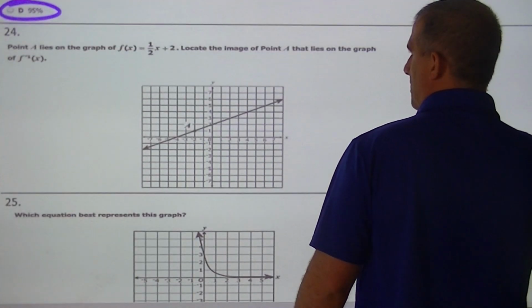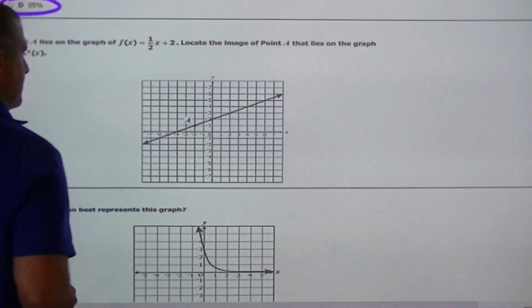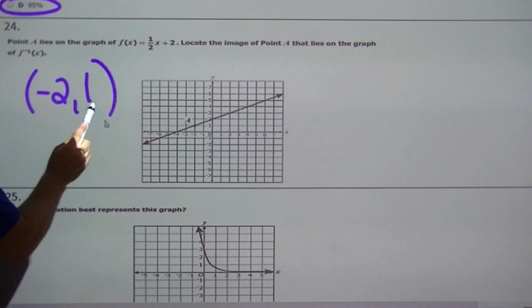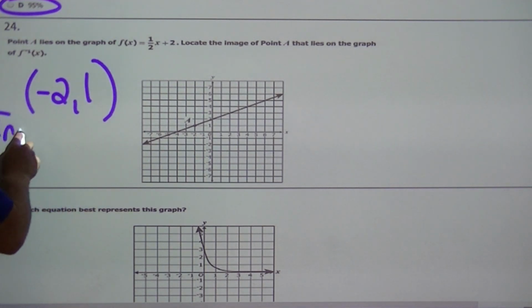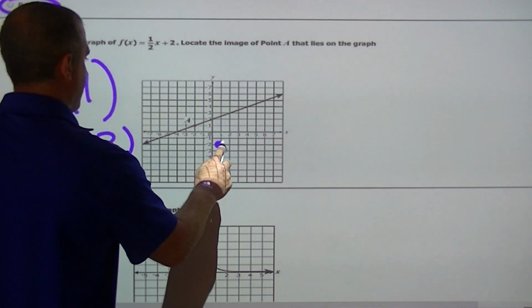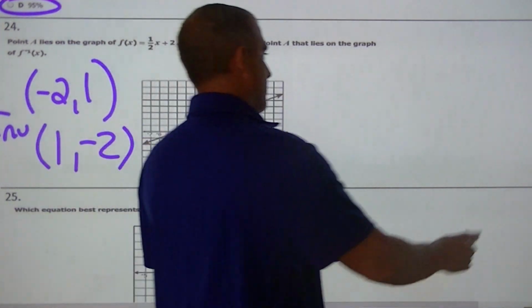Okay? This next question is a little tricky. The idea with an inverse is that you got -2, 1. So when you do the inverse, when it's with points, you just flip it around. So what you would do is you would graph right there, okay? Well, that's a little tricky, okay?